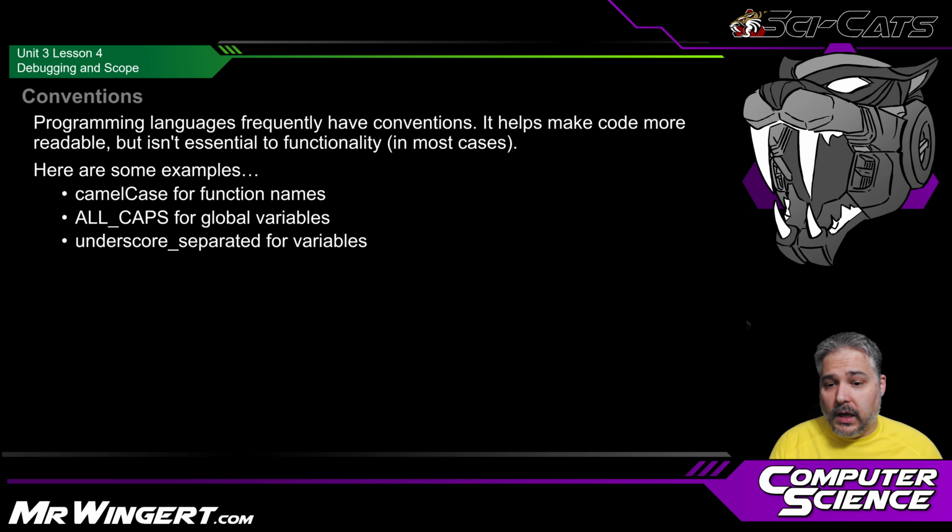For example, for function names, we usually use camel case: the second word starts with a capital letter. That's the name of a function. All caps we use for global variables, and we use underscores to separate words in variable names.